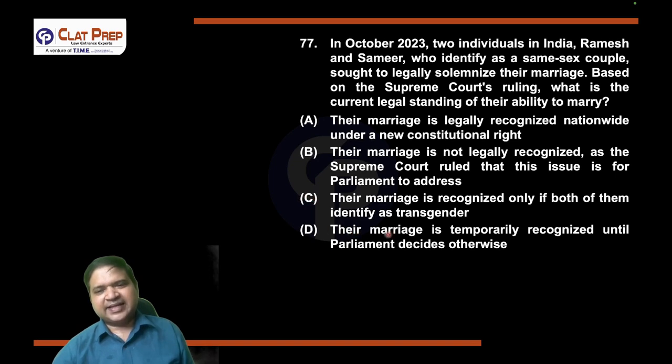Option D says their marriage is temporarily recognized until Parliament decides otherwise. So this temporary recognition is also not there in the passage, it's not given in the passage. There is no such rule regarding temporary recognition. So we will stick with option B, which is the correct answer, that the marriage is not legally recognized, and the Supreme Court ruled that this issue is for the Parliament to address.